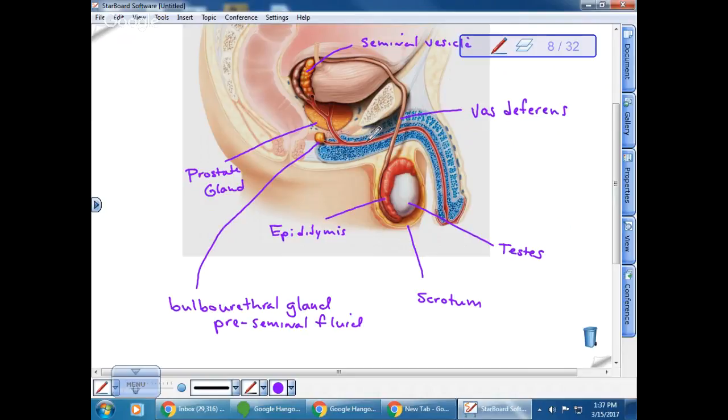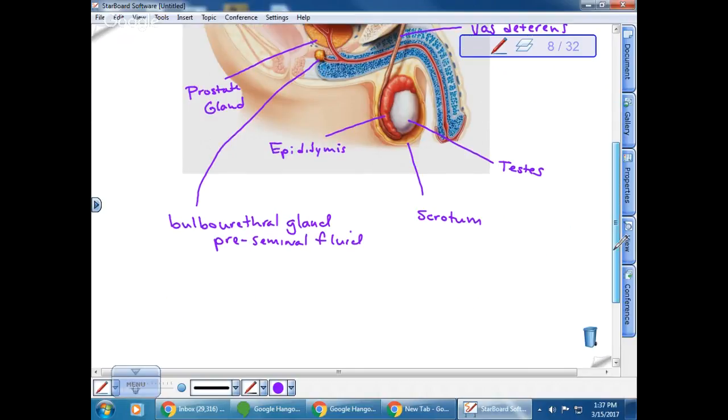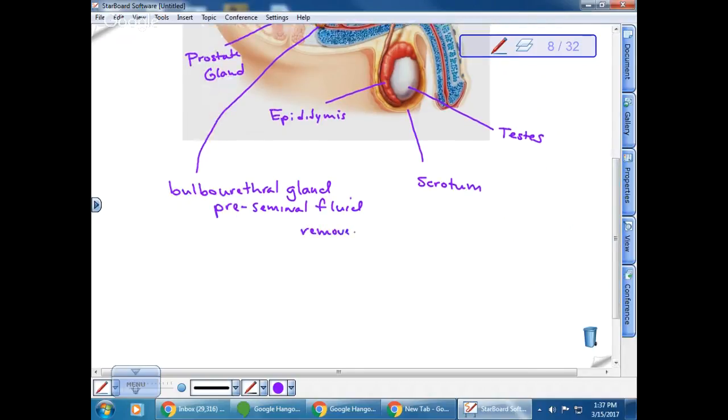And you know that the urethra is part of the urinary system, which carries urine. And so if you get pre-seminal fluid in there, it removes the urine. And that actually is a really good thing, specifically because the urine can be very acidic and it could kill the sperm, right? So this kind of removes the urine, and it also functions in lubricating the penis. So it removes urine and lubricates the penis.